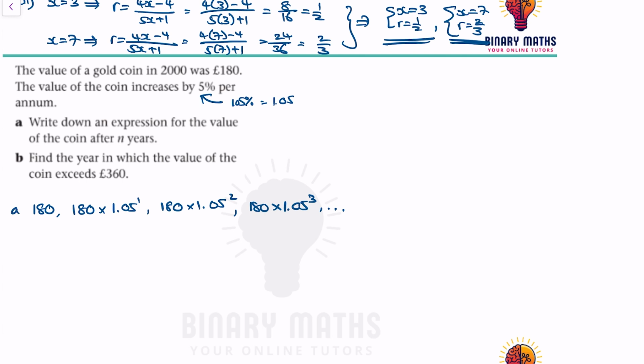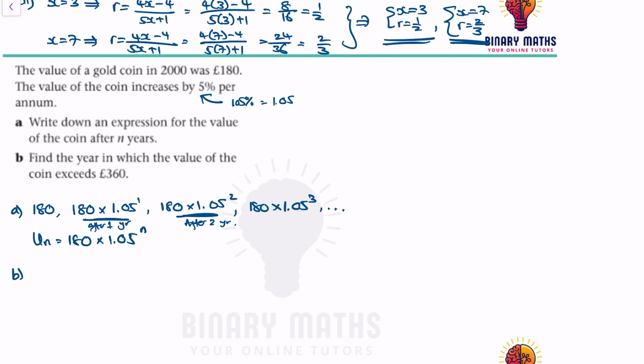180 times 1.05 to the power of 3 after 3 years, which means for A, un is equal to 180 times 1.05 to the power of n. Okay, because obviously the first year is the 0th year, so it's not after 1 year. This one is after 1 year, that one's after 2 years. After 1 year, after 2 years, and so on.